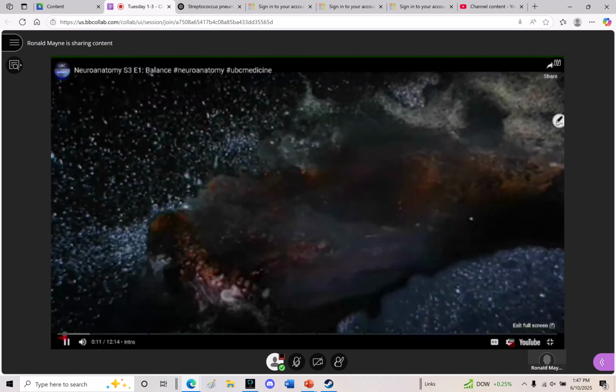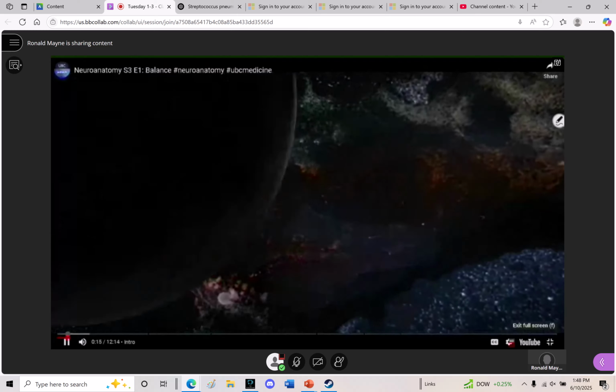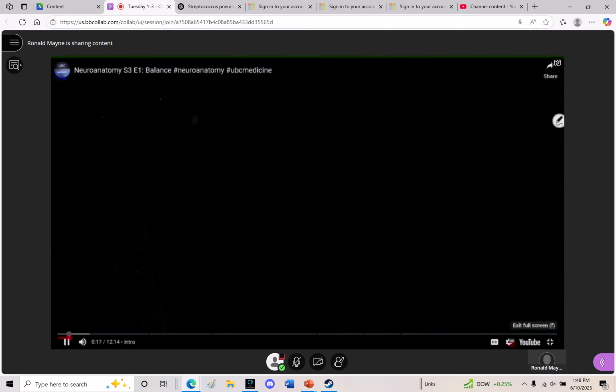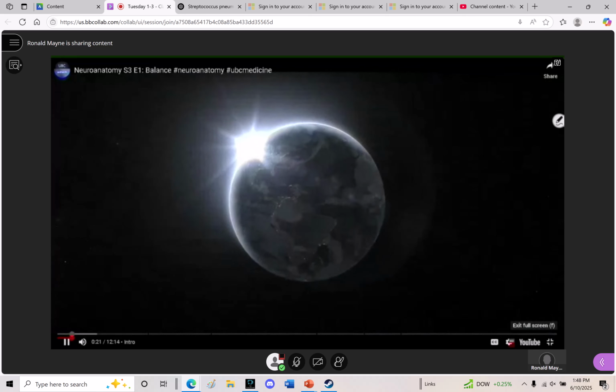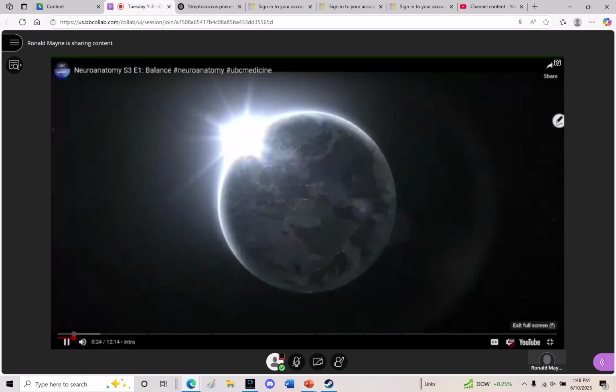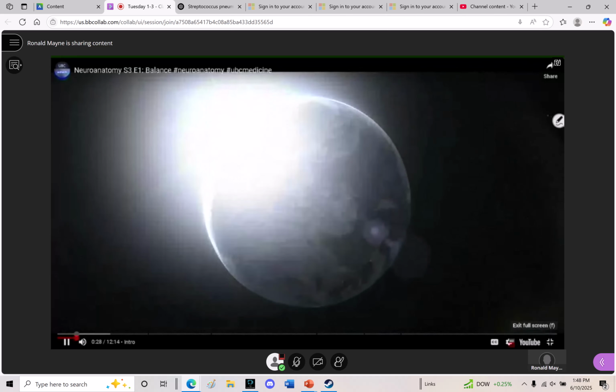From atomic particles to celestial bodies, all objects in the universe are in a perpetual state of motion. Just like the planet we stand on, we human beings are constantly moving through time and space.